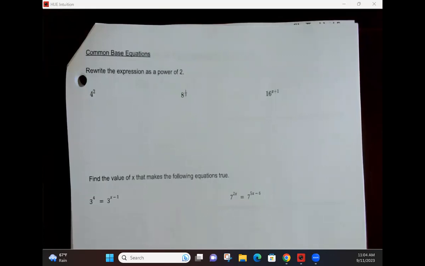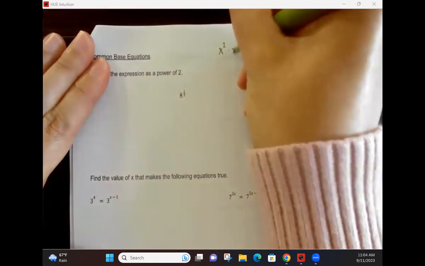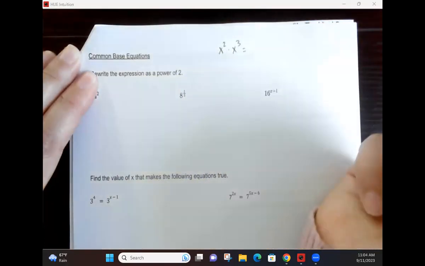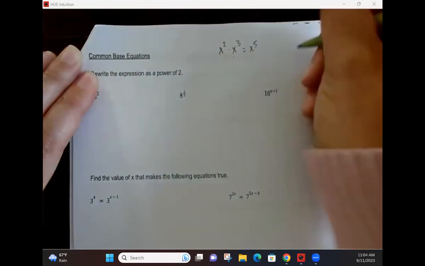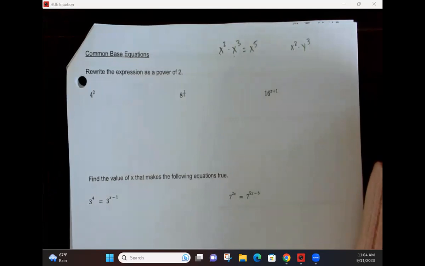So we know if I've got x squared times x cubed, it's okay to be able to combine those terms, okay, because the bases are the same. But if I had something like x squared times y cubed, I can't do any combining there. The bases are different, so I'm stuck. This is true with numbers also.